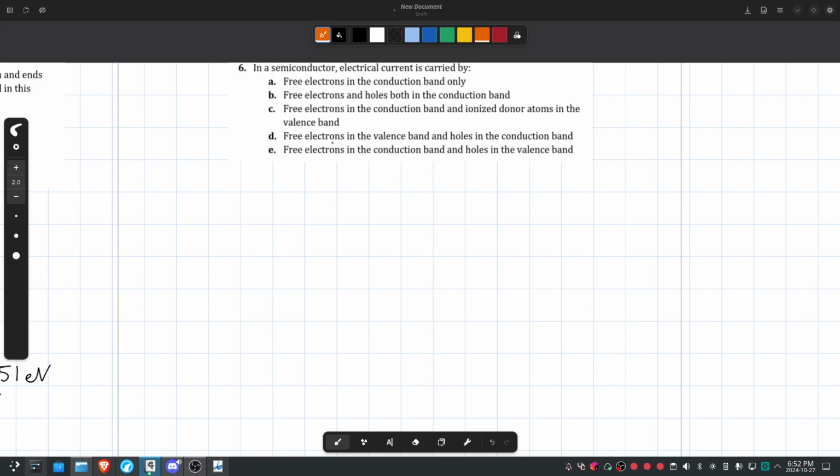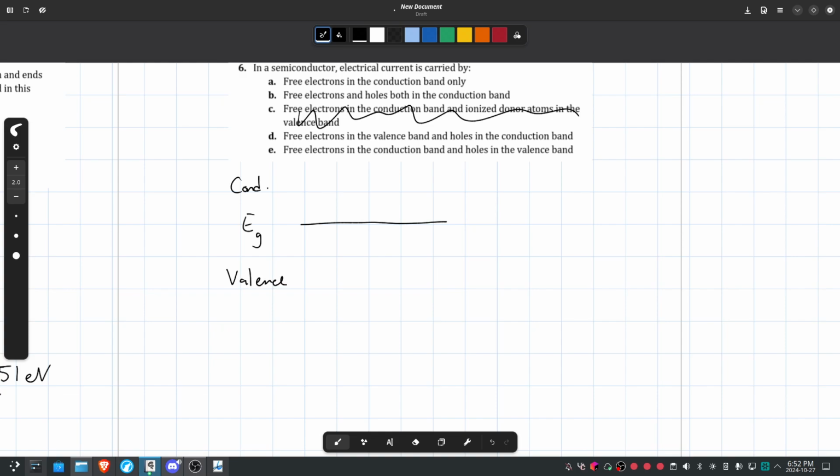So the way to think about it, first of all, there's no ionized donor atoms, so you remove that. Maybe I don't really understand that option, but it's wrong. So you're going to have here, this is going to be your gap, and up here is going to be your conduction, and here's going to be your valence.